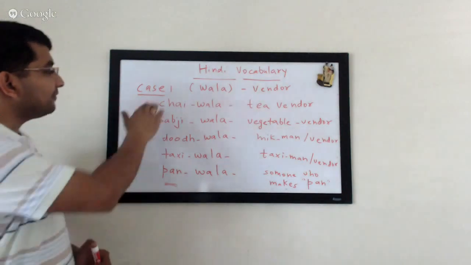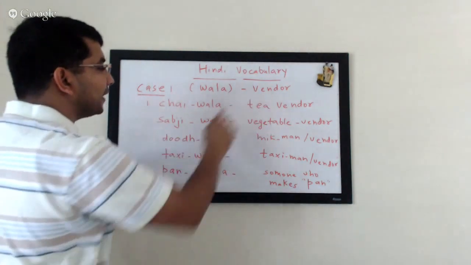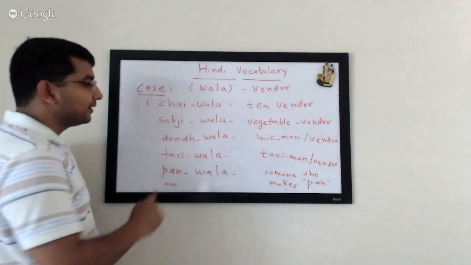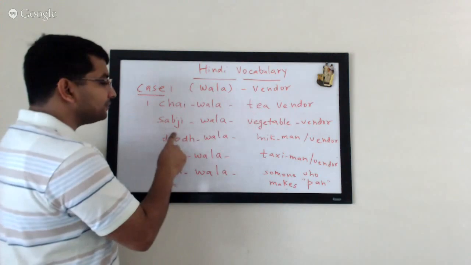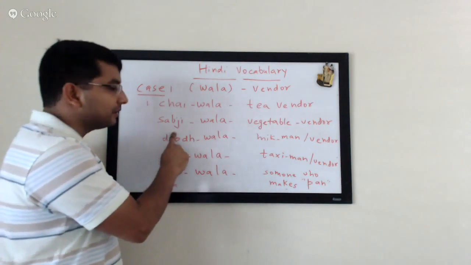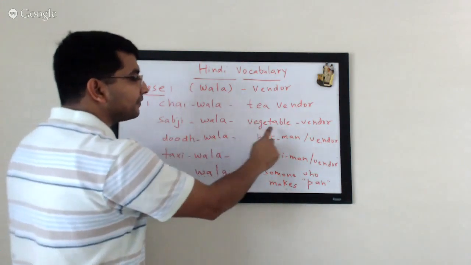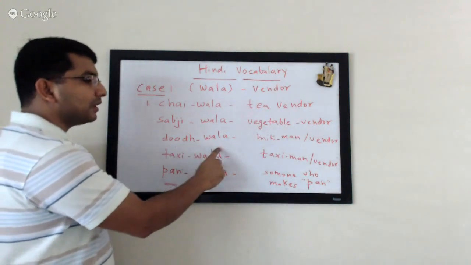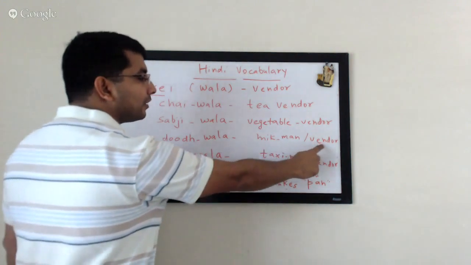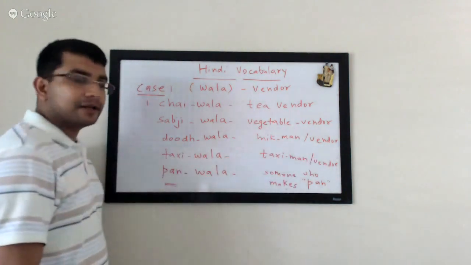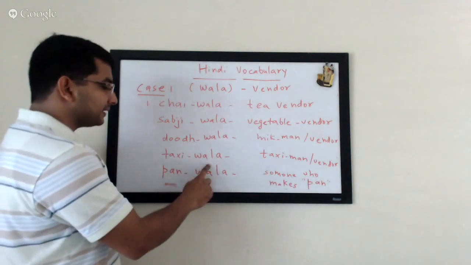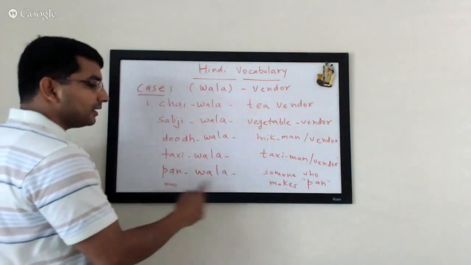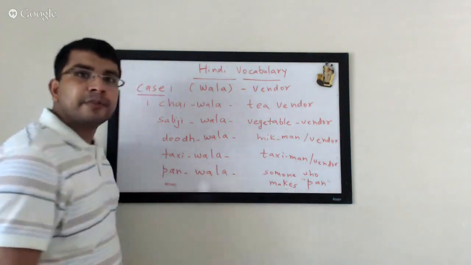Right. So we're just starting with case one of wala, which means vendor. When we say chai wala, we are referring to a tea vendor. When we say sabji wala, and sabji is nothing but vegetable, we're referring to a vegetable vendor. When we say doodh wala, it's a milkman or a vendor or person who sells milk. When we say taxi wala, it's someone who gives a ride or a taxi man, right? Pan wala is someone who makes pan or who sells pan.